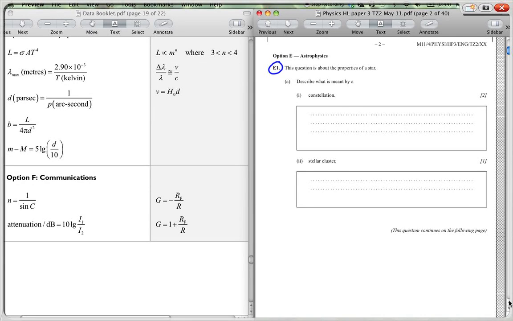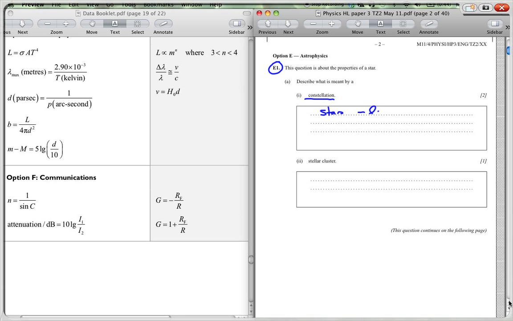Question E1. This question is about the properties of a star. Describe what is meant by a constellation. Well, a constellation is a group of stars, a collection of stars that form some sort of pattern or group as viewed from the Earth.